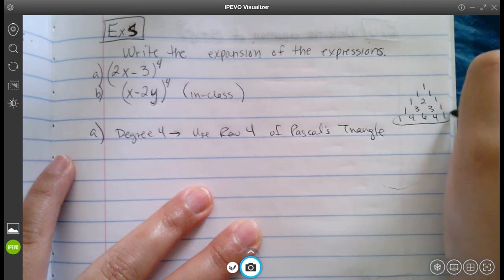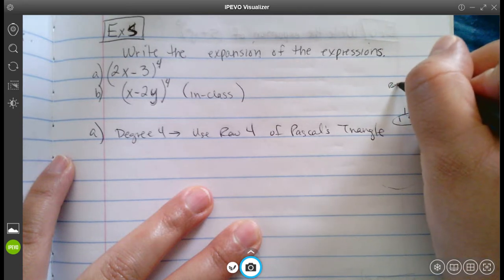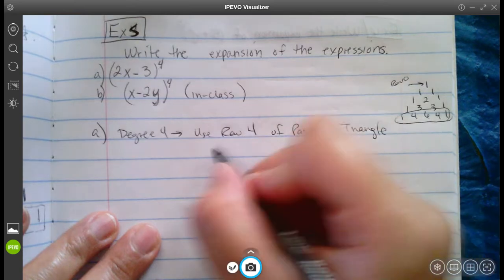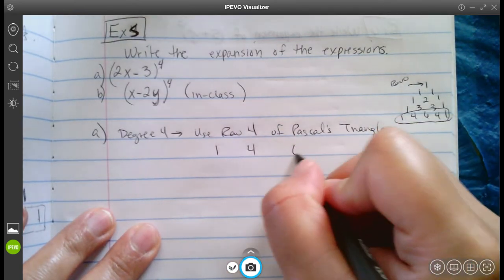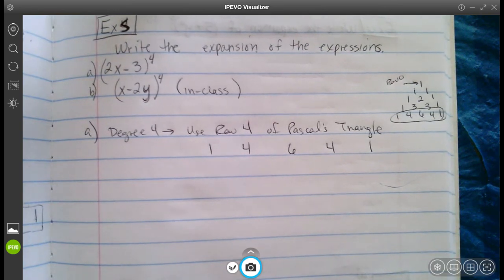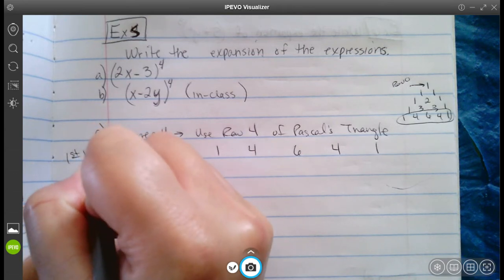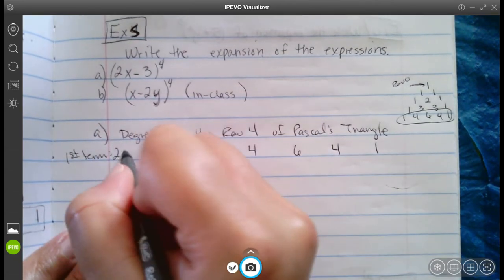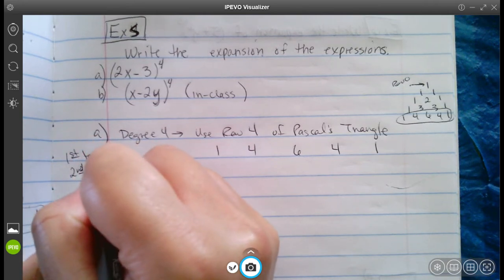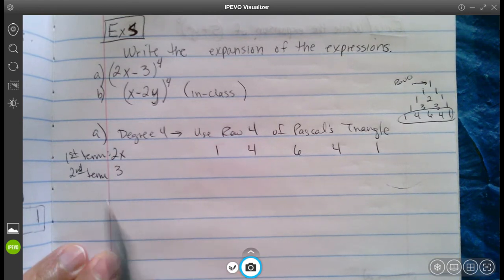So this is the one I'm actually gonna be looking at. Remember that the first row is actually row 0. So please keep that in mind, okay? So we're gonna use this one. So 1, 4, 6, 4, 1 are my coefficients that are going to be multiplied times the terms. And then also, just so we know, our first term is 2x, and our second term is 3. Okay, so those are the ones we're going to be raising to the power and all that.